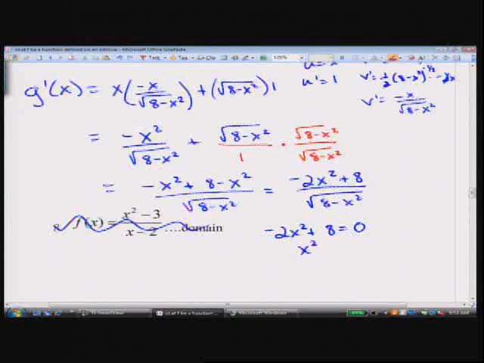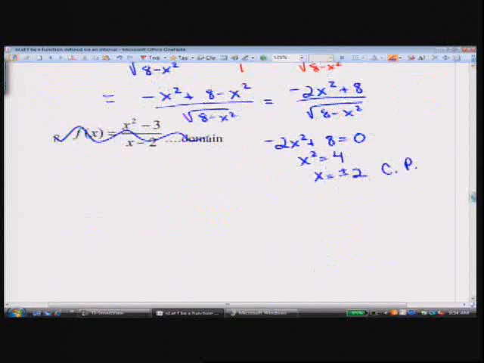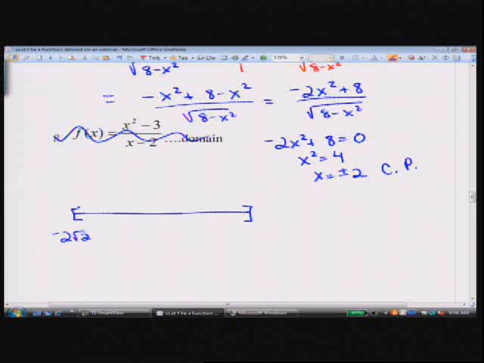And so this is going to be x squared is equal, I'm going to move that over and divide by negative 2, so that's going to be 4. So x equals plus or minus 2. Okay? And so these are my critical points. So I will draw a number line. And this one's exciting because it doesn't continue forever and ever. It's negative 2 square root of 2, and then negative 2, and then 2, and then 2 square root of 2. Okay? And so those are the numbers that you're going to need to test.